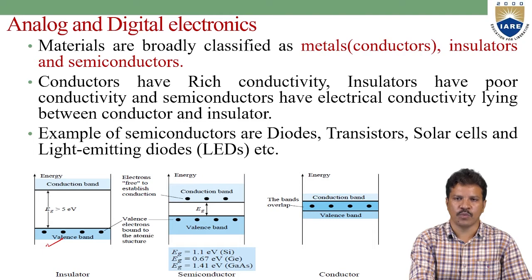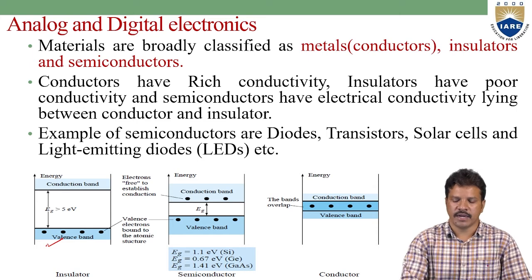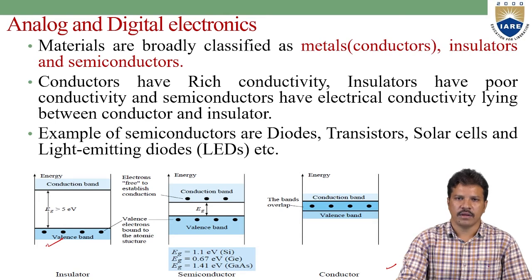For example, wood, mica, eraser. Coming to the conductor, the valency band and the conduction band both overlap. When they overlap, there is no energy gap. Immediately after excitation, the electrons move from the valency band to the conduction band. That's why conductors have rich conductivity.